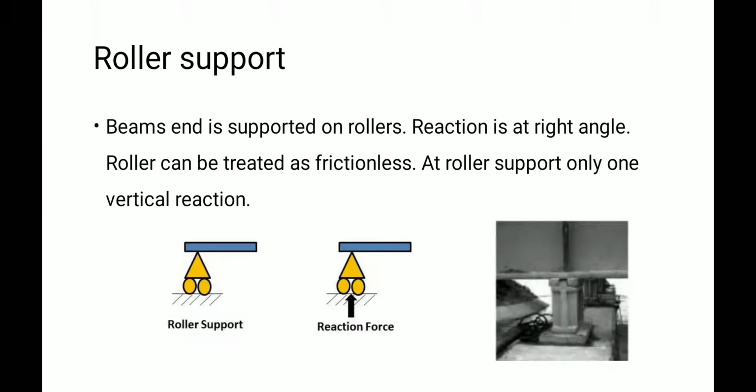So let us study the types of supports. Here we have 3 types of supports: roller support, hinged support and fixed support. So for supporting a beam we have 3 techniques: roller support, hinge support and fixed support. First of all, roller support. This beam is placed over the roller.